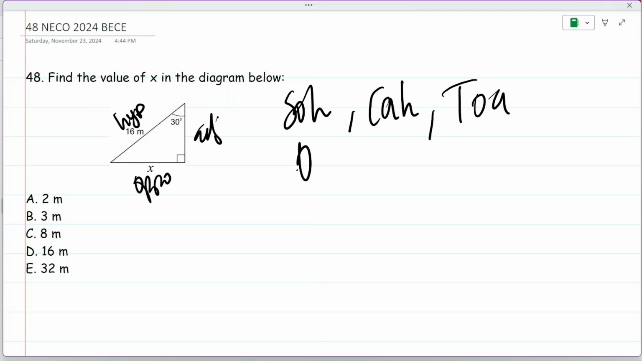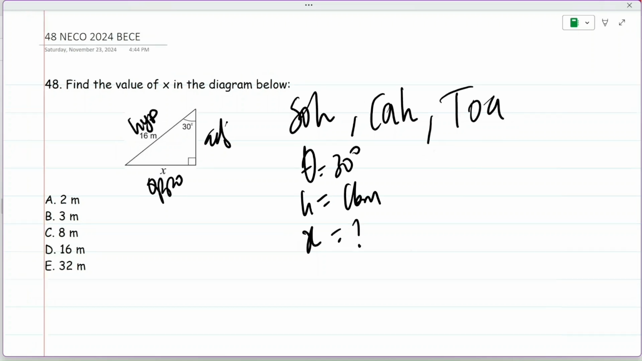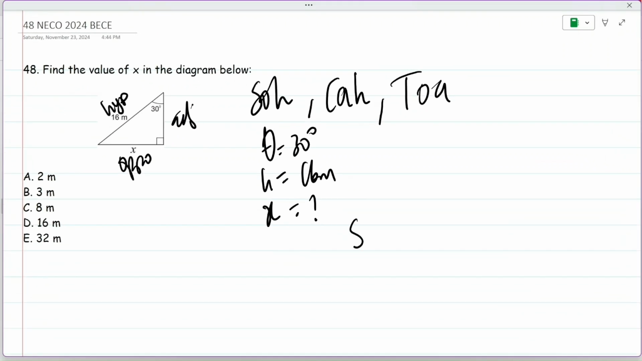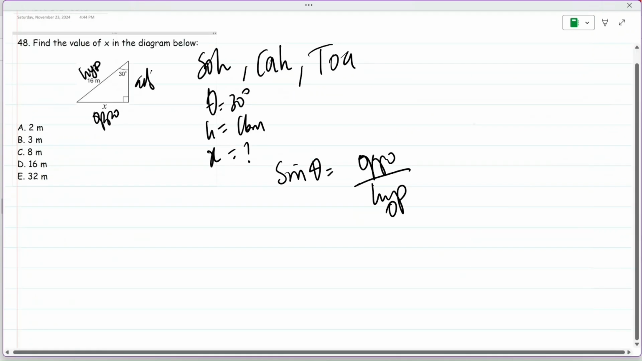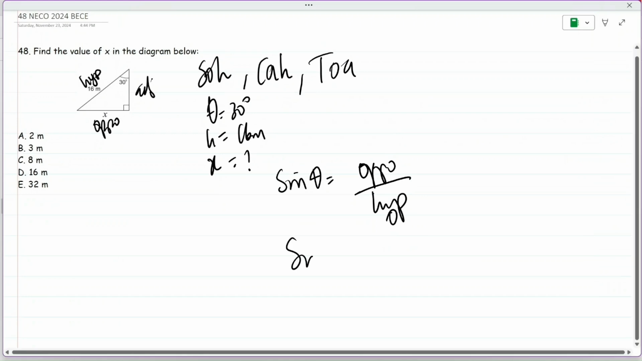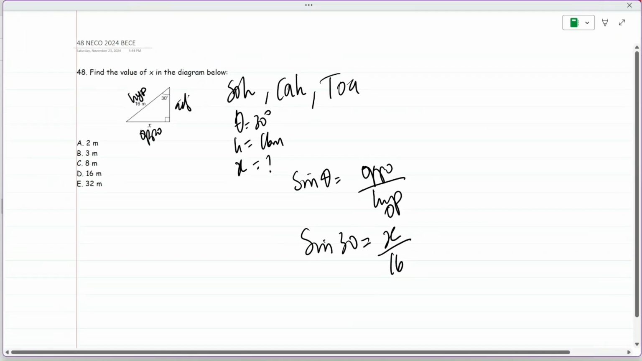We know our theta is 30 degrees, our hypotenuse, which is our H, is 16 meters, and we're asked to find our opposite, which is x. That's our unknown. Applying SOH, that's sine theta equals opposite over hypotenuse. We know our theta is 30, so we have sine 30 equals, the opposite is unknown, which is x, over the hypotenuse, 16 meters. We can leave it at 16, ignoring the unit.